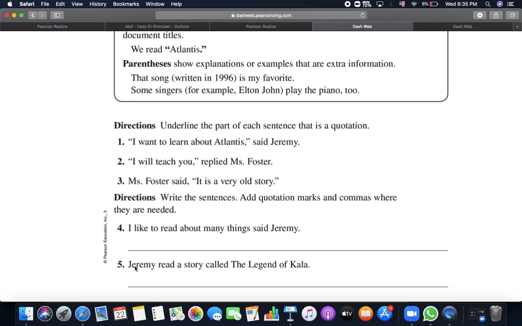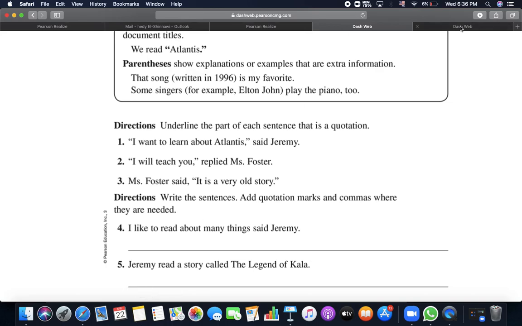Okay. Now number 5: Jeremy read a story called The Legend of Kala. Now here, what should we do? Jeremy read a story called, so this is the name of the story. Now I will put the name of the story between the quotations. The Legend of Kala. I'll put quotation marks here at the beginning and the end. Now between the quotation marks, I always start with a capital letter and I end with a punctuation mark inside. Not every time a full stop; it could be a full stop, question mark, whatever the sentence needs. Okay, but I should start with a capital letter, and at the end a punctuation mark, full stop or question mark.